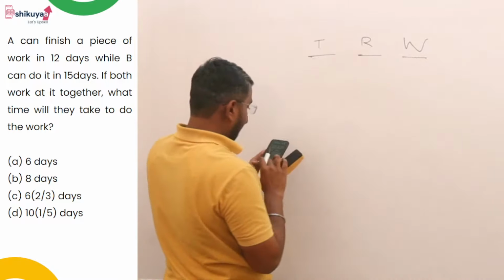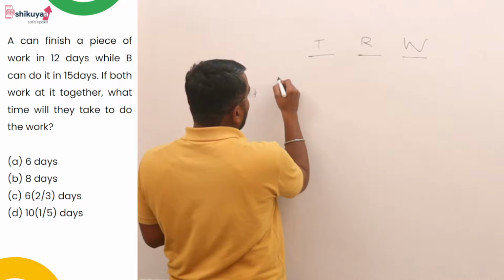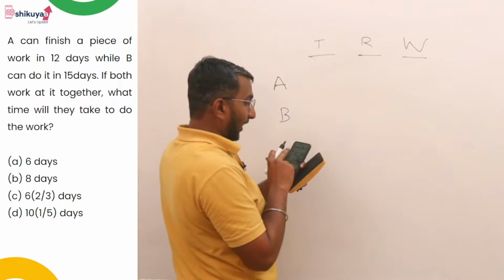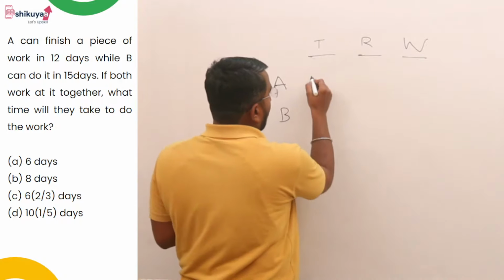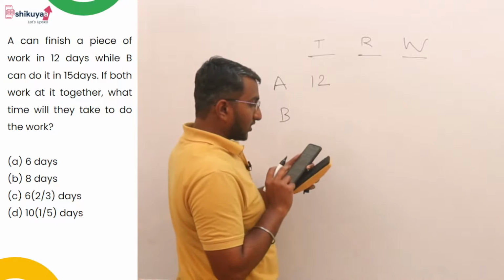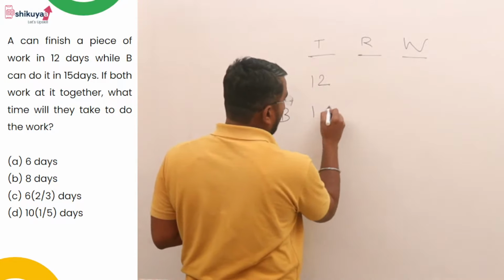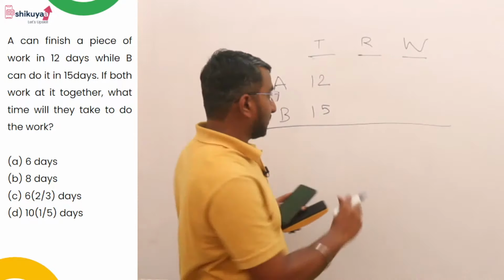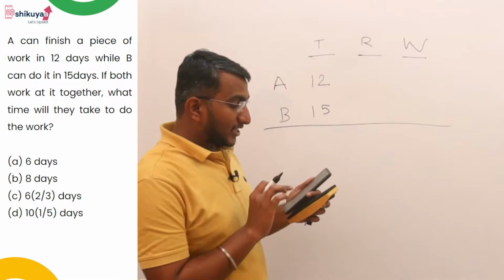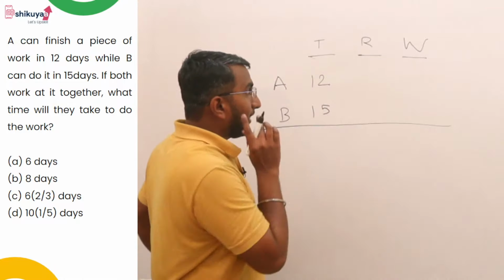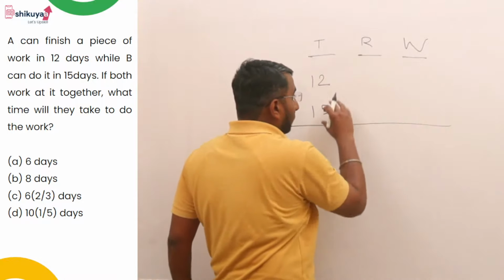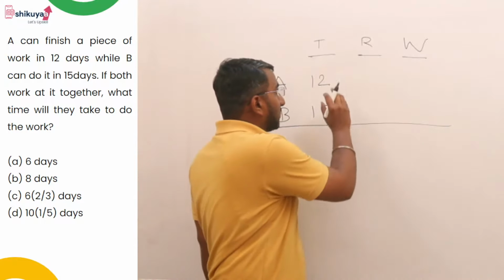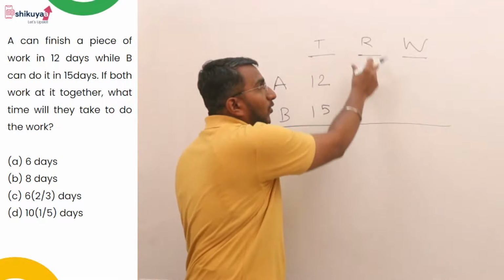There are two people involved in this example. The first is A and the second one is B. A can finish the work in 12 days, so I'll write the time of A over here. B can do it in 15 days, so I'll write the time of B as 15 days over here. Now in the LCM method, I have to assume the work done by both of these people. So I have to assume a common number which is divisible by their respective times in order to calculate the rate.